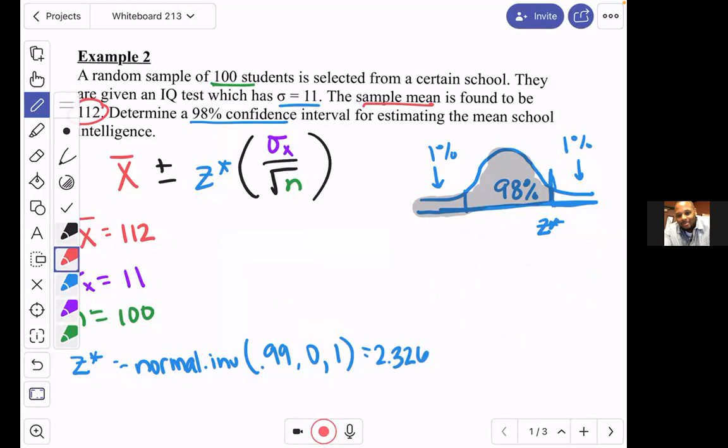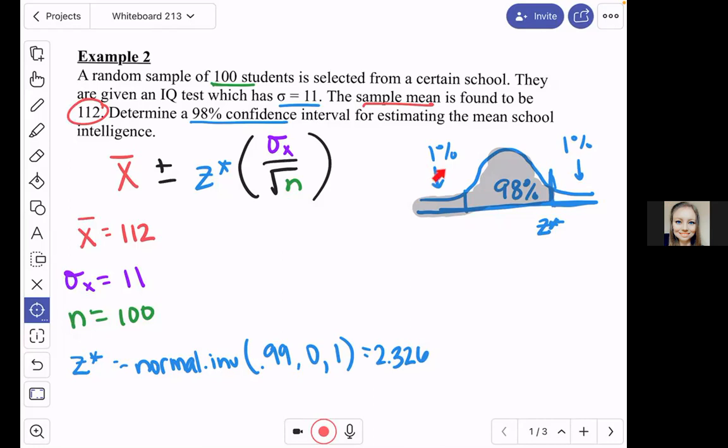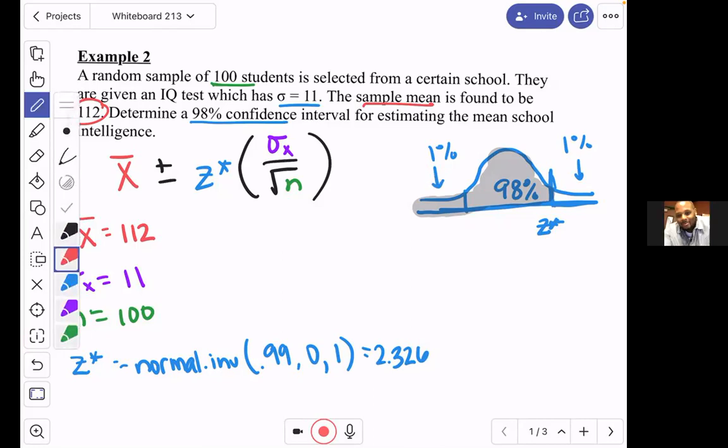And now I calculate the actual interval itself, right? How did you get the 99 again? I added the 1%. 98 right here plus this 1% over here. Got it. Yeah.